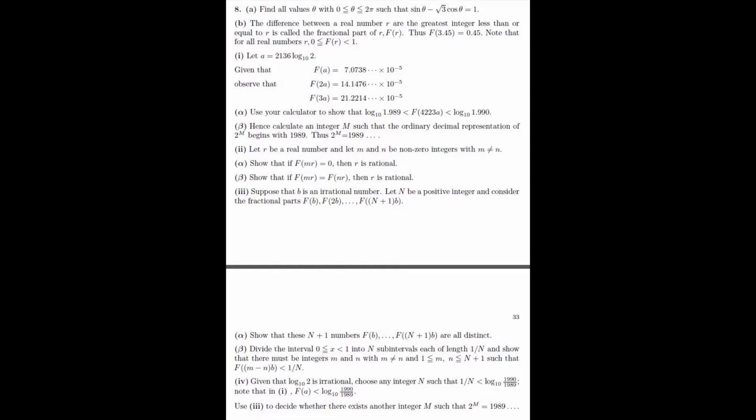But for those of you who have watched part 1, you can now stick with me for part 2. So part 2 says to let R be a real number and let M and N be non-zero integers with M not equal to N. And part alpha of this part 2 says to show that if the fractional part of MR is equal to 0, then R is rational. And then part beta says to show that if the fractional part of MR is equal to the fractional part of NR, then R is rational. So a few little proof questions to make up this part 2.